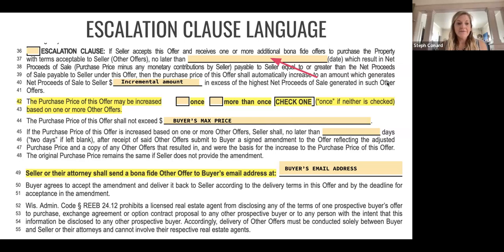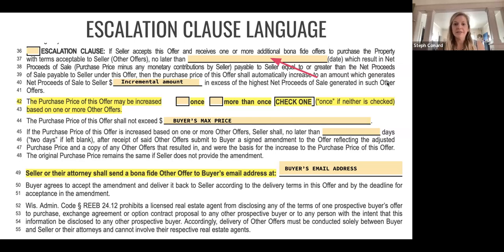Lines 50 to 51, love this as well. Buyer agrees to accept the amendment and deliver it back to the seller according to the delivery terms in this offer and by the deadline for acceptance in the amendment. So again, we've gotten a lot of questions of what happens if the buyer just doesn't want to sign that new amendment with the new purchase price. And it states right in here that the buyer is agreeing to do that. By including this escalation clause, they are agreeing to accept that amendment and send it back to the seller by the seller's named binding acceptance date.